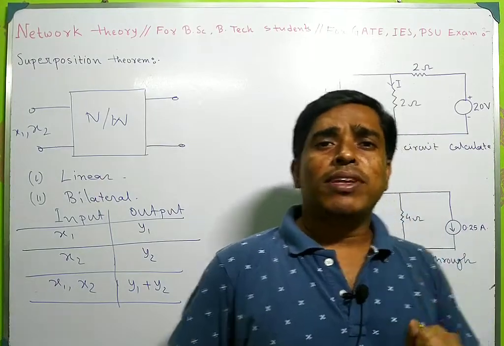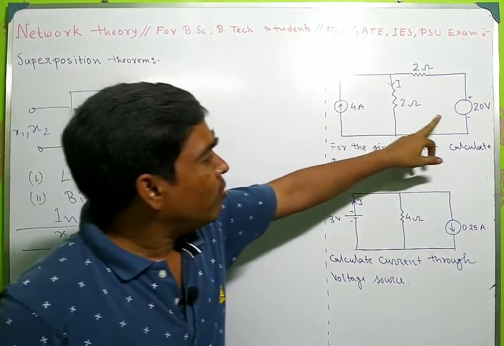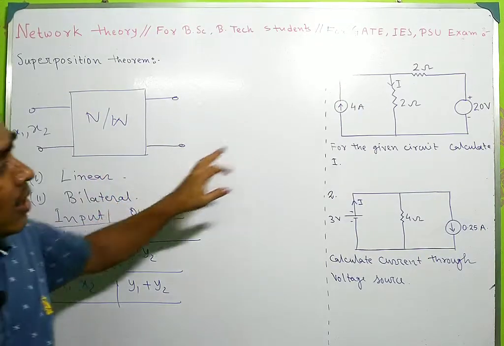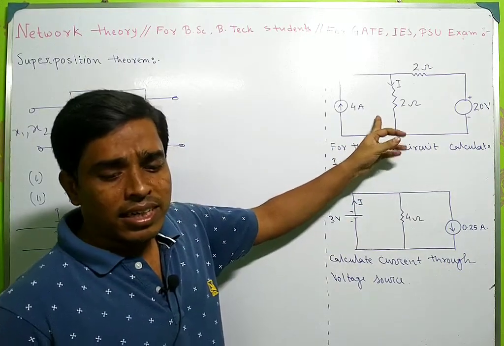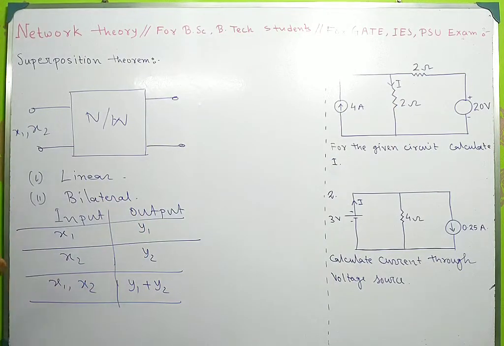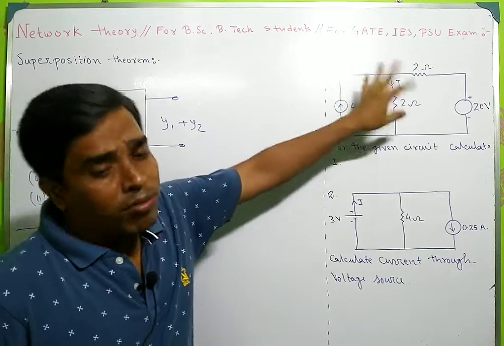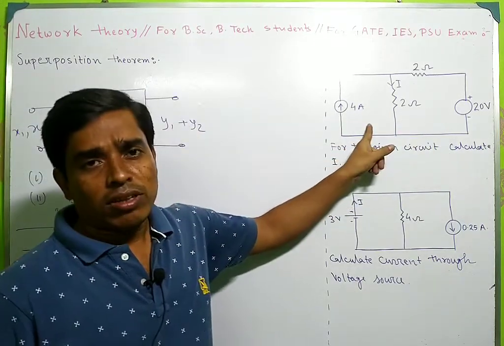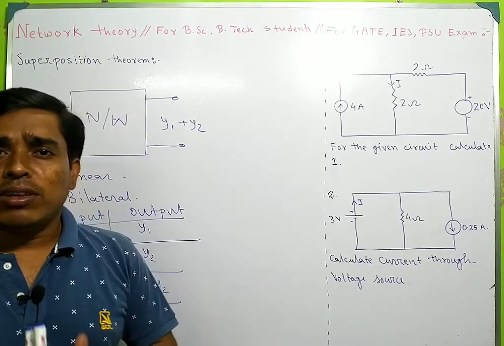So what is the statement of this superposition theorem? The statement of the superposition theorem is, if a number of voltage or current sources are acting in a linear bilateral network, then the current or voltage in any branch is the algebraic sum of current or voltage due to individual energy source by replacing the others with their internal impedance. This is the statement.